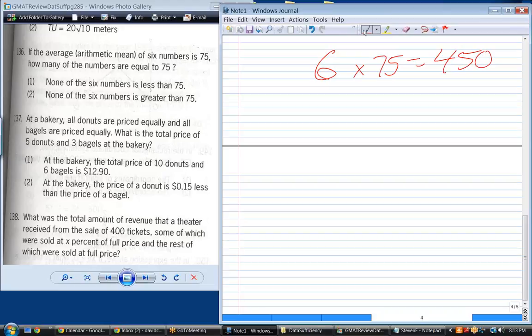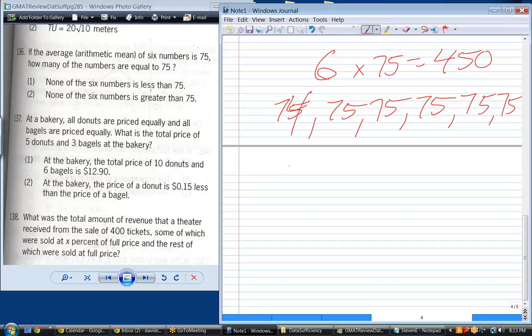That doesn't seem possible. Well, think about it for a moment. Well, they could all be 75. That's the only thing they can all be. Right? Because we can't have a 74 in there. So if we can't have a 74, which would require a 76, so if there's no 74s allowed, the only way the average could be 75 is if all 6 are 75. So we can answer it with 1.